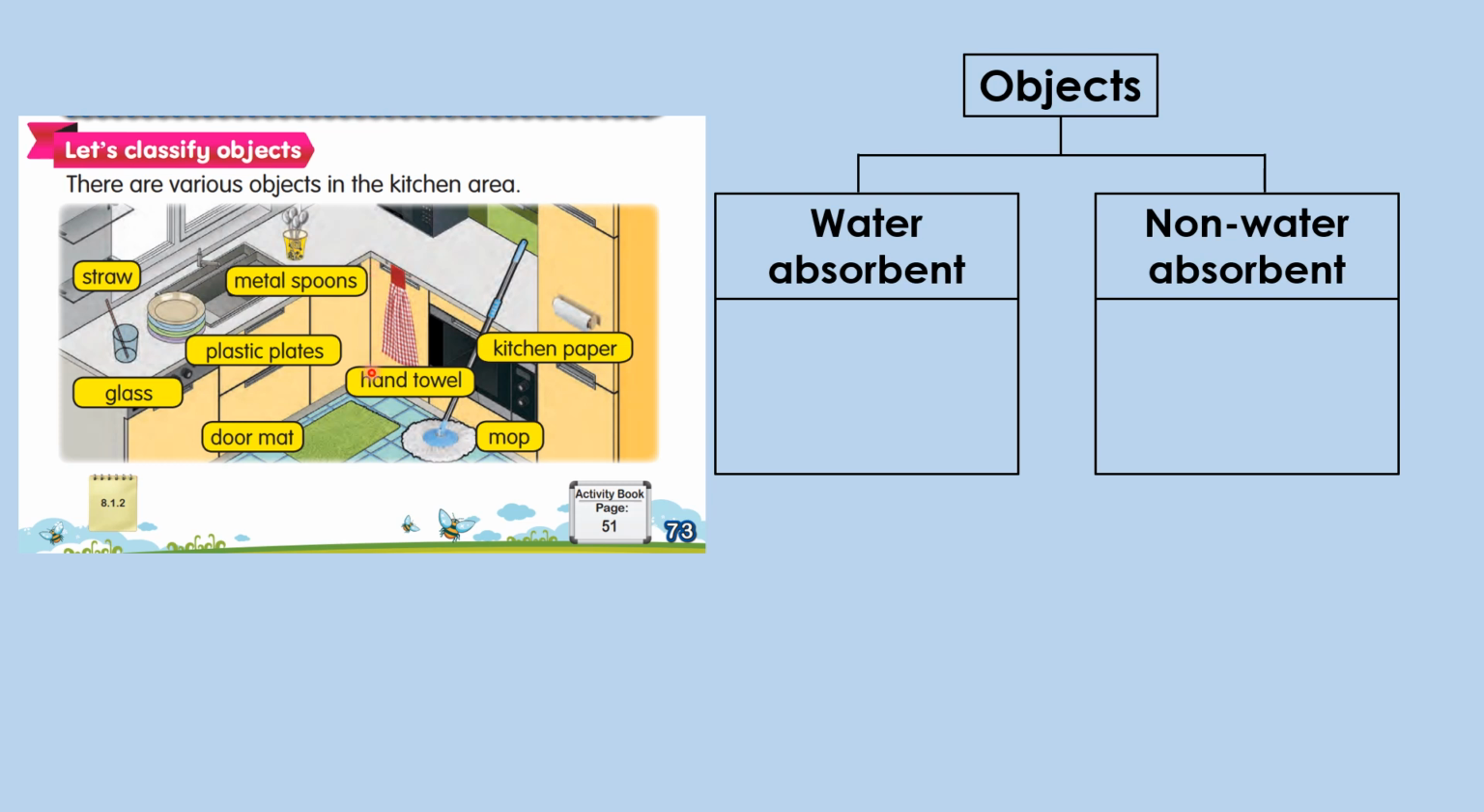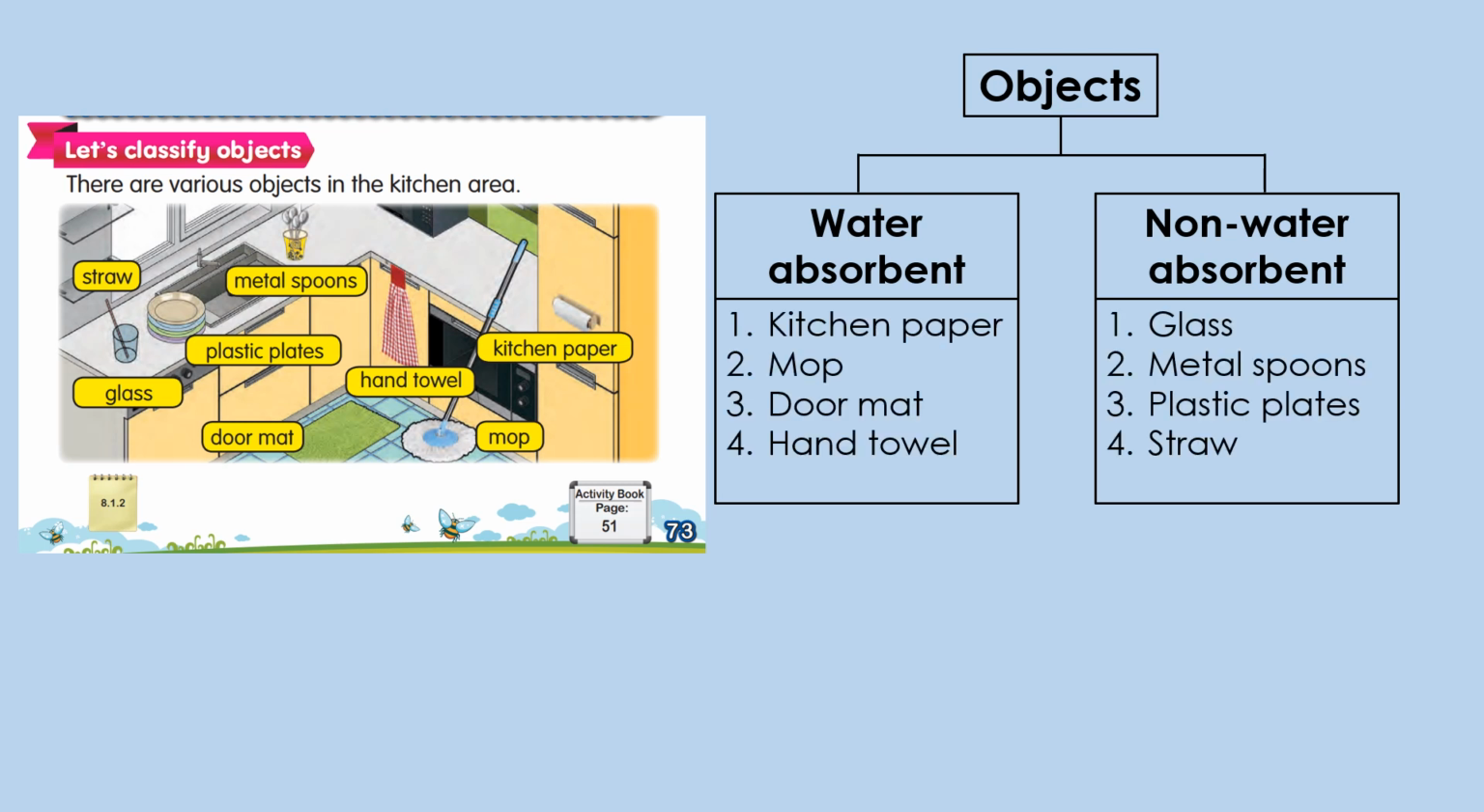How about hand towel? Hand towel can absorb water. So hand towel is a water absorbent object. So we write here. How about mop? Mop can absorb water. So mop is a water absorbent object. So we write here. How about kitchen paper? Kitchen paper also can absorb water. Kitchen paper is a water absorbent object. So we write here.